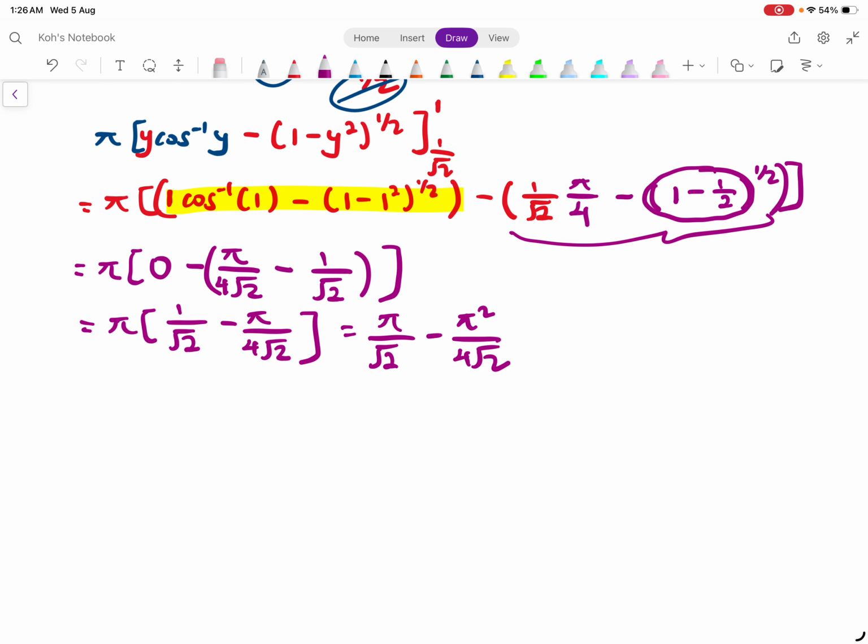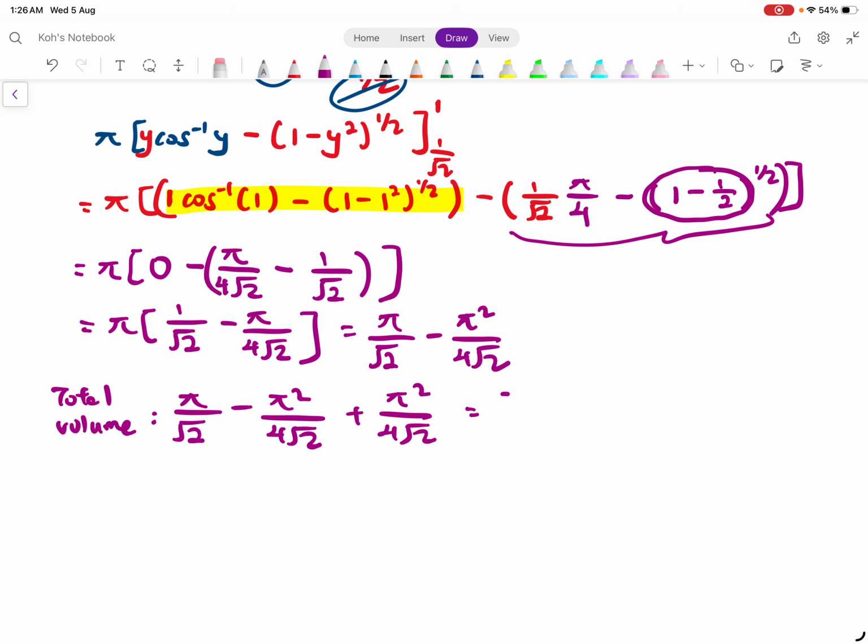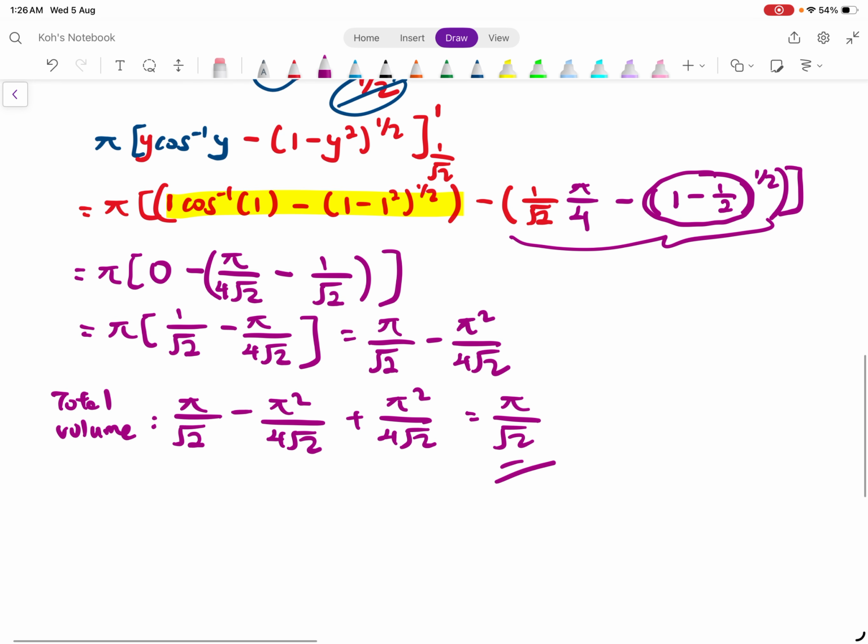So we can see that the total volume will be pi over square root 2 minus pi square over 4 root 2 plus pi square over 4 root 2. So this will result in the total volume to be pi over root 2. So that is how we do this question. Yep, so it's pi over root 2.